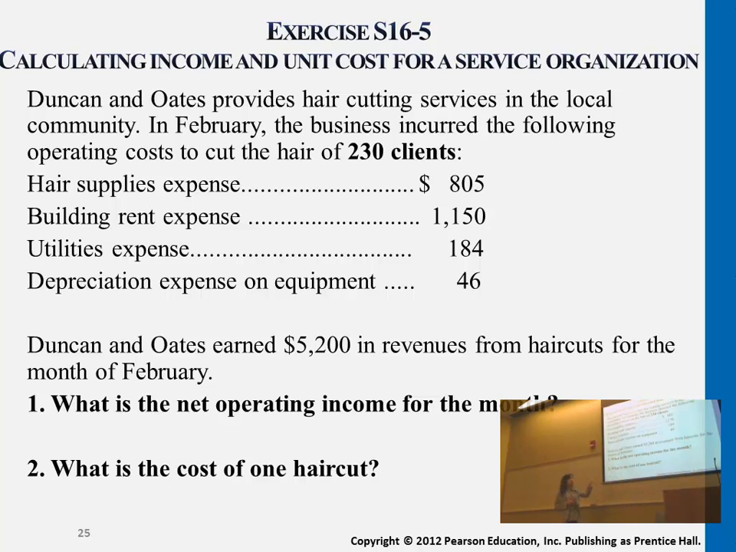The first question we went over in this example was the operating income, which is the difference between revenue and all the cost. Okay? So operating income is $3,015 in this example. Second question was, what is the unit cost per service? For all these haircut services to 230 clients, what is the cost of doing business with one client? $9.50, yes. So that will be adding up all the costs and then dividing by the unit, which is customers, 230.